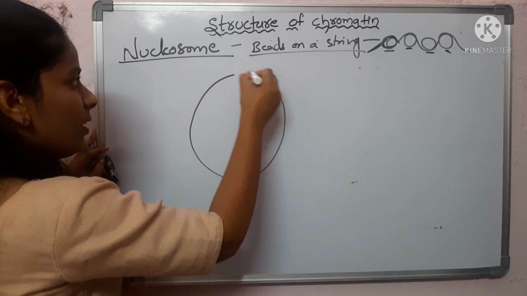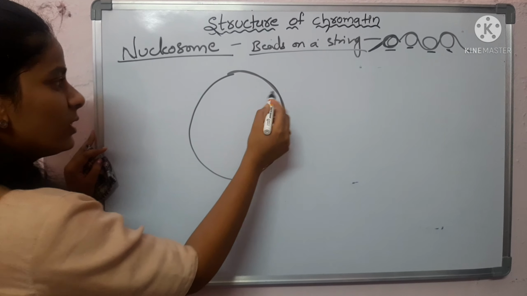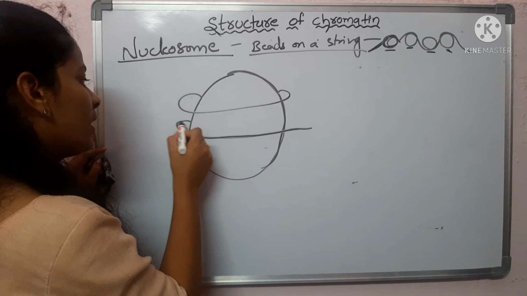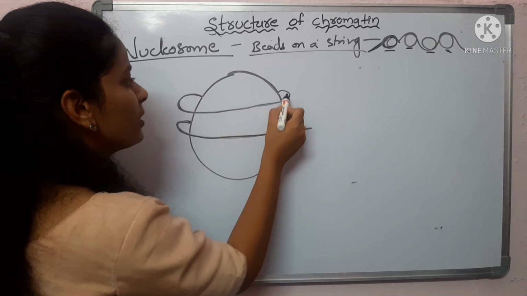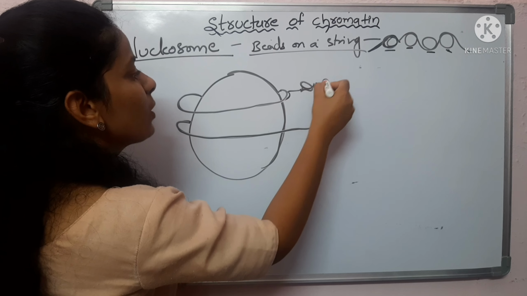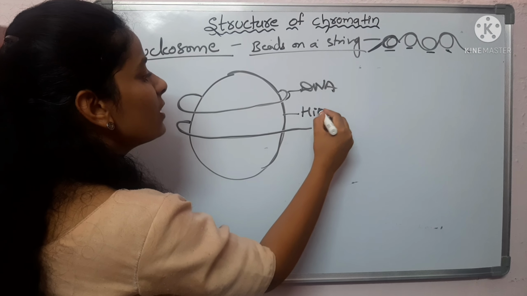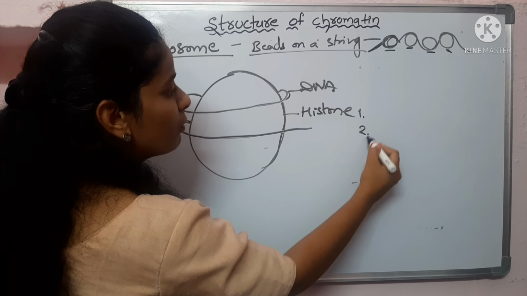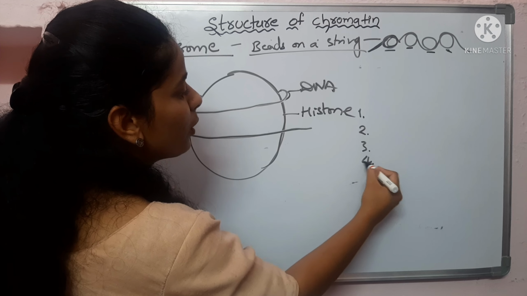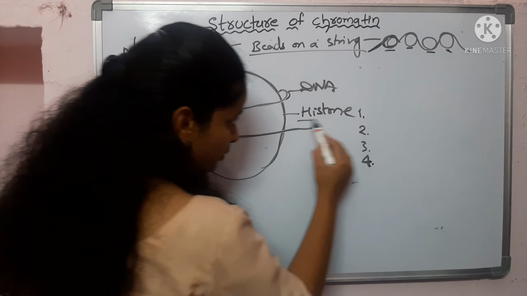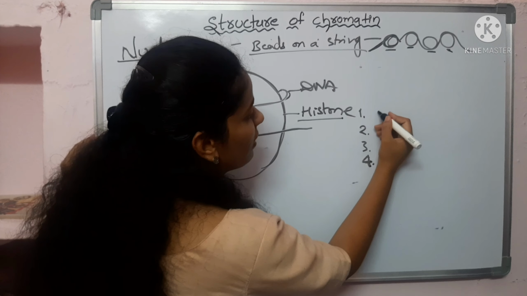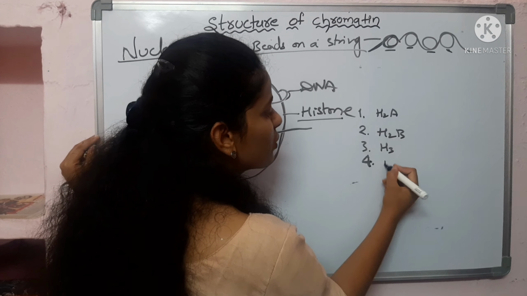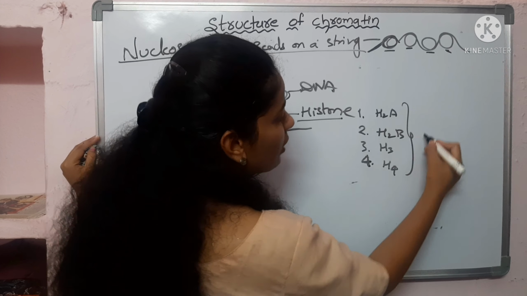So we have histones along with these proteins. This DNA wraps around histone proteins. This strand is called DNA, and this is a histone protein. So again, histone proteins here are of 4 types. Protein subunits are present. The histone proteins are H2A, H2B, H3 and H4. These proteins are called core proteins.